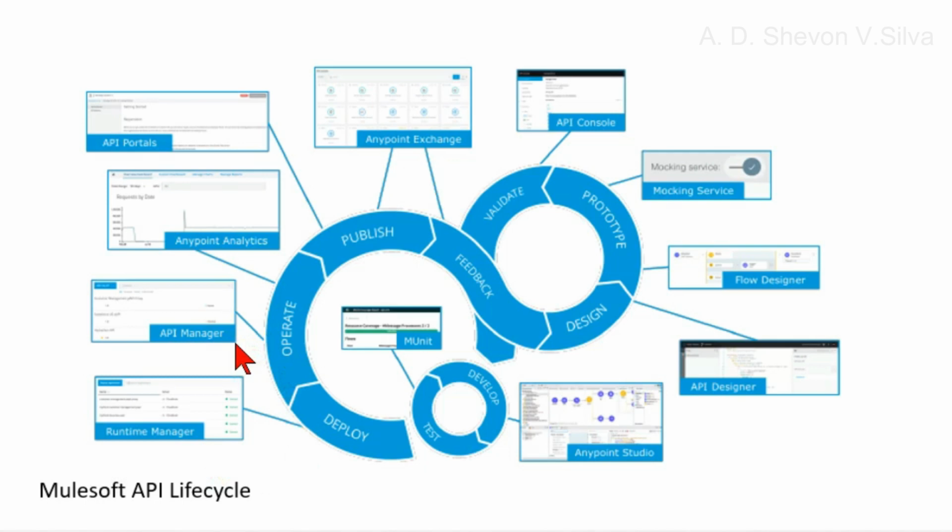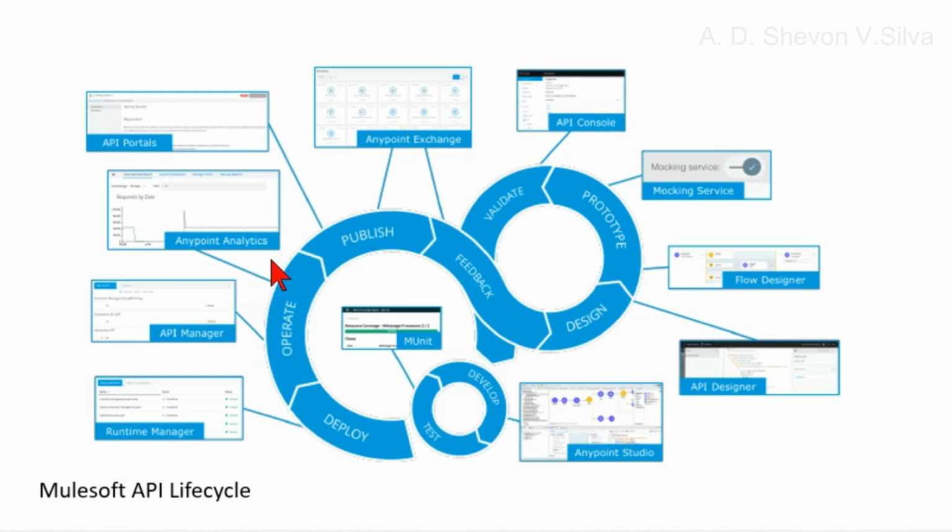Operate. API Manager is again available on the Anypoint platform. It is an API management tool using which the organization can secure and restrict access to APIs. It provides out-of-the-box policies, and policy creation, which can be applied on different APIs.